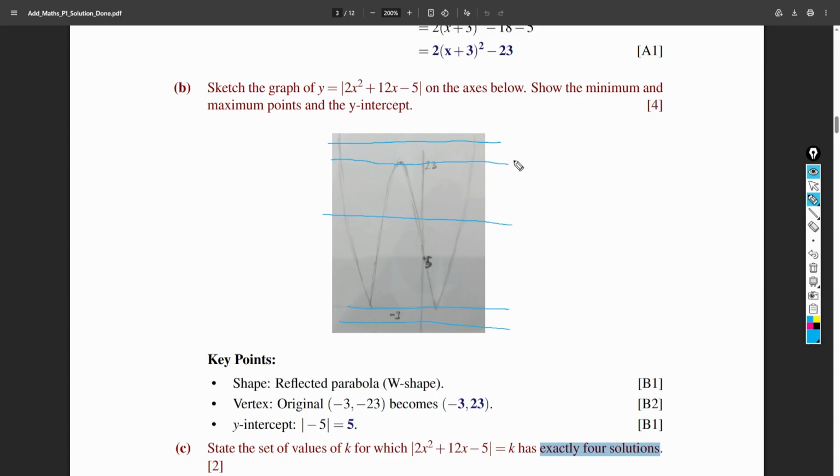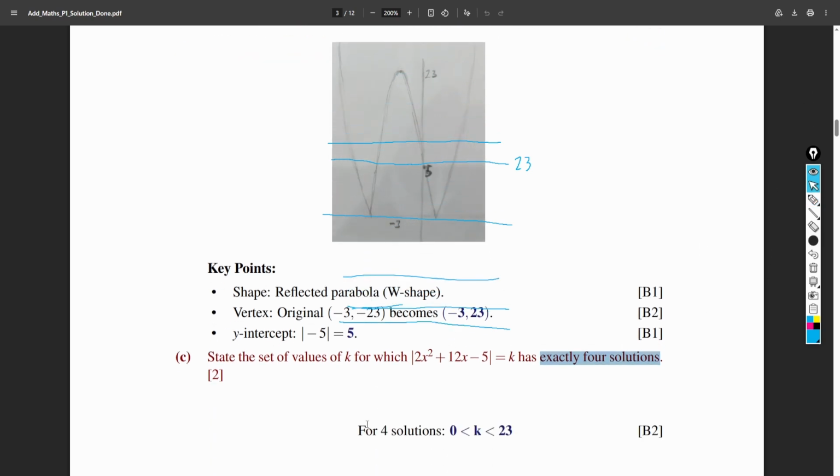So our maximum range is this. That means 23, because everything below has 4 solutions, and the minimum range is 0, since at 0 there are only 2 solutions, and everything above has 4. So that's it. So our range is from 0 to 23.